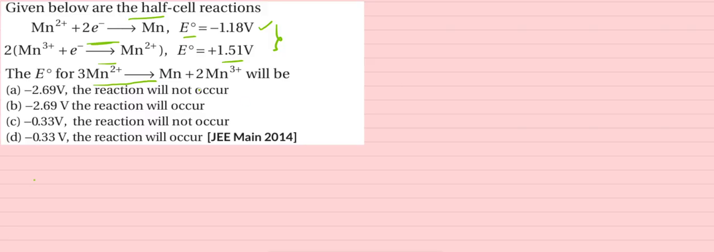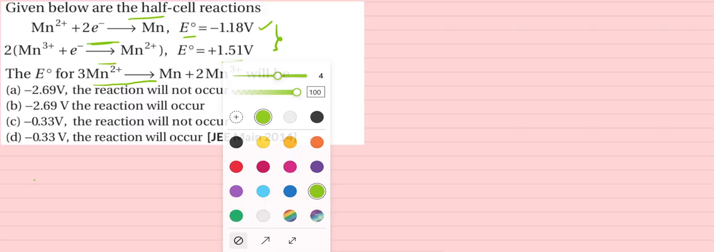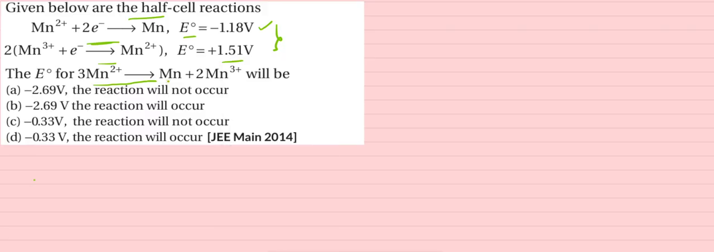They are asking that for this conversion, 3Mn2+ gives rise to 2Mn3+ plus Mn, we have to calculate the electrode potential. Now, based on that data, either minus or plus whatever it is, that E° value, we have to identify whether that reaction will occur or not occur. So now we will first of all calculate the E° value for this given reaction.